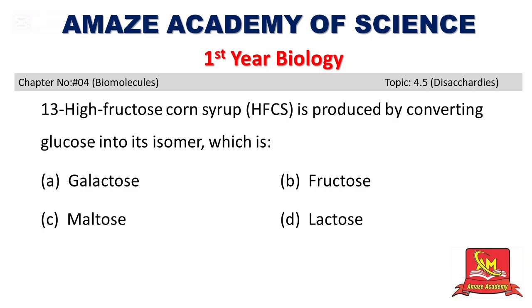MCQ 13. High fructose corn syrup is produced by converting glucose into Option A, galactose, Option B, fructose, Option C, maltose, Option D, lactose.